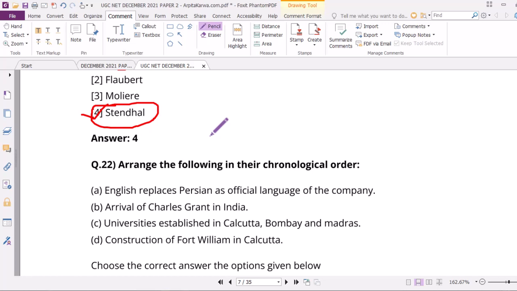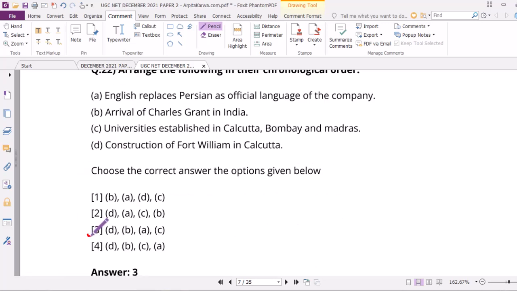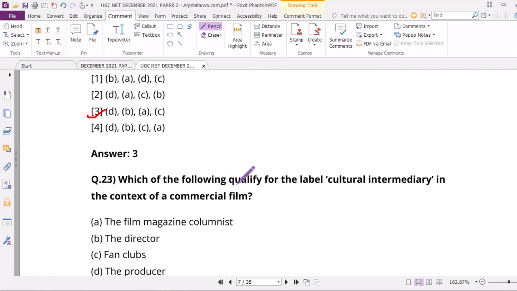Okay, so the fort's construction started in 1698. Then the arrival of Charles Grant in India in 1813. English replaces the Persian language in India in 1832. And the last one is that universities were established in Calcutta, Bombay and Madras in 1857. Okay, so the correct answer here is 3.